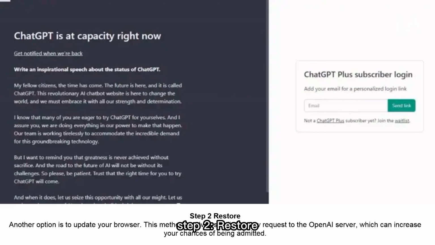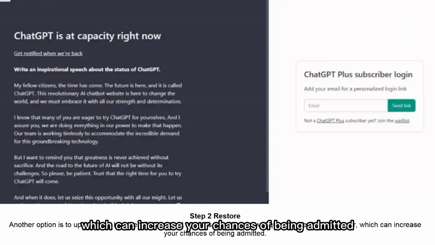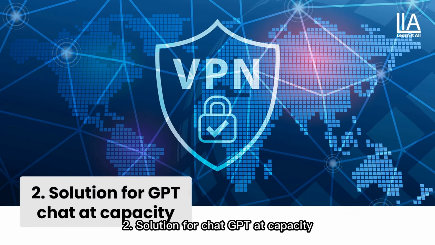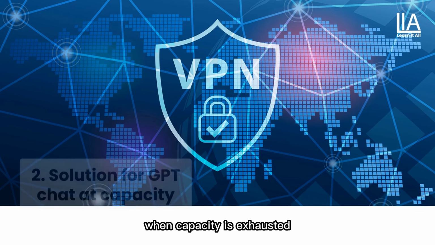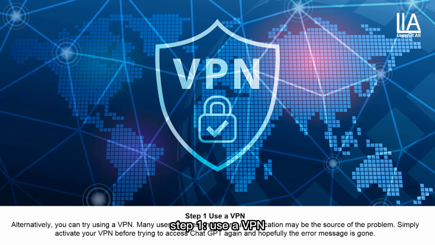Step 2. Refresh. Another option is to update your browser. This method involves sending a new request to the OpenAI server, which can increase your chances of being admitted. 2. Solution for Chat GPT at capacity. There may be one way to gain access using this solution when capacity is exhausted. Step 1. Use a VPN. Alternatively, you can try using a VPN. Many users suggest that your current location may be the source of the problem. Simply activate your VPN before trying to access Chat GPT again and hopefully the error message is gone.